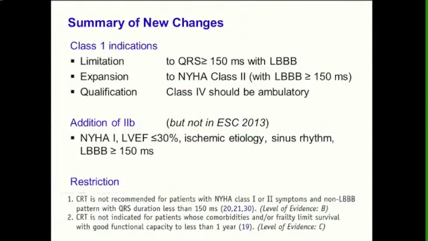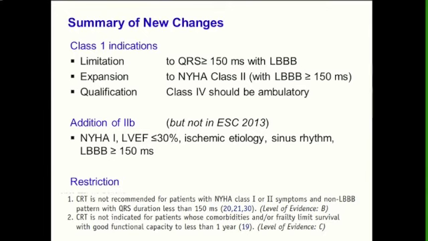So a summary of new changes. Class 1 indications. There are limitations to QRS of more than 150 with left bundle branch block. Expansion to Class 2 patients with left bundle branch block and QRS more than 150. A qualification. Class 4 heart failure patients, really only about 10% of the trials have to be ambulatory status. There's an addition of a 2B status. The European guidelines did not accept this, but this is Class 1 heart failure, ischemic cardiomyopathy, sinus rhythm, left bundle more than 150.